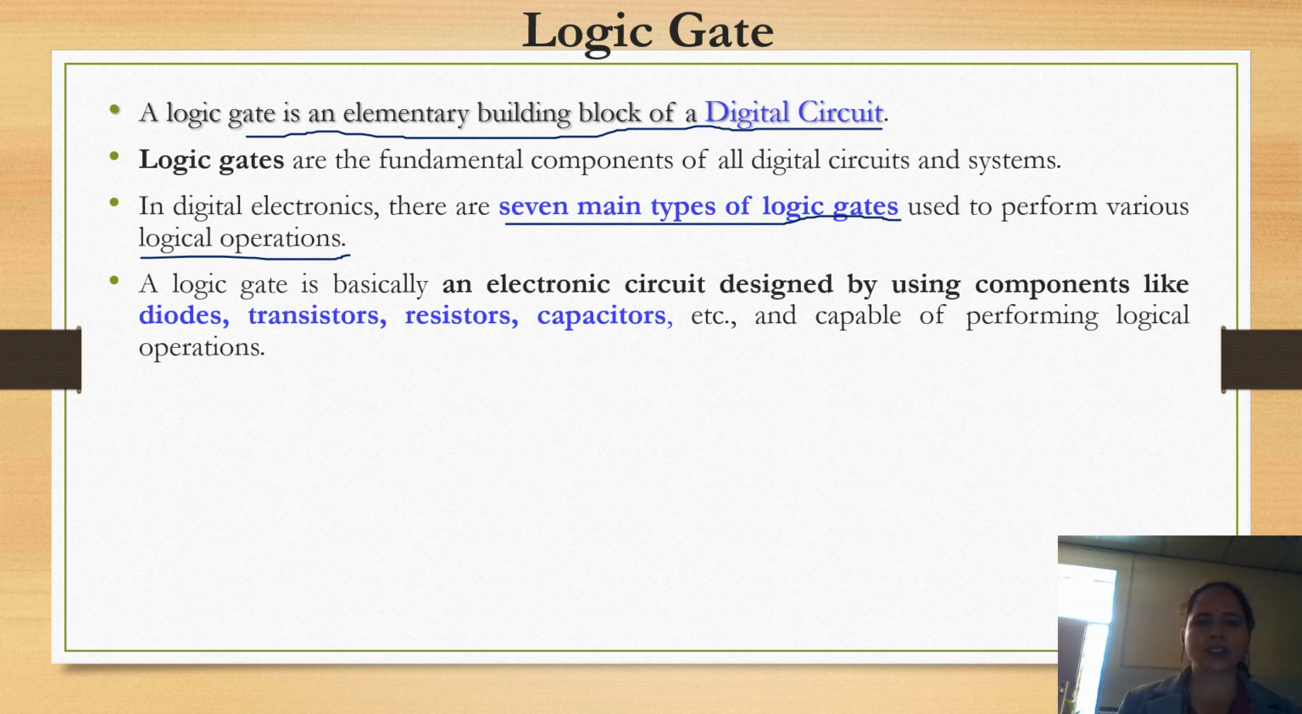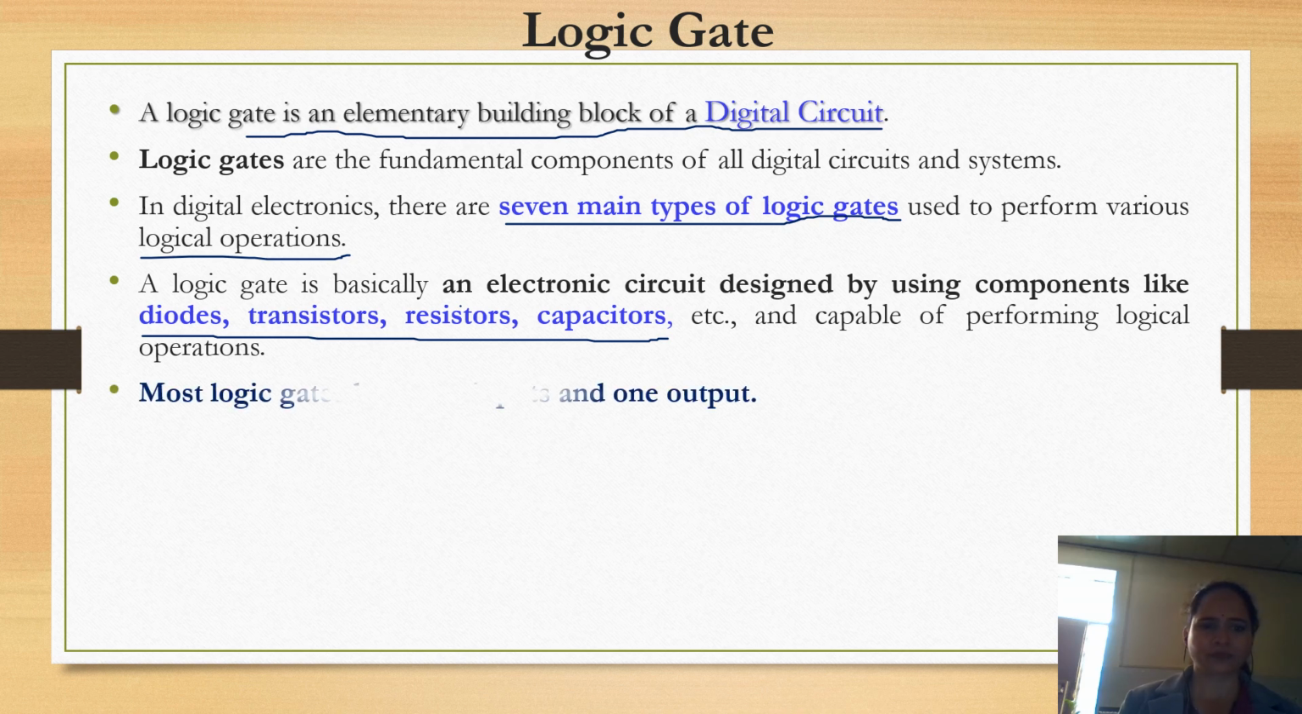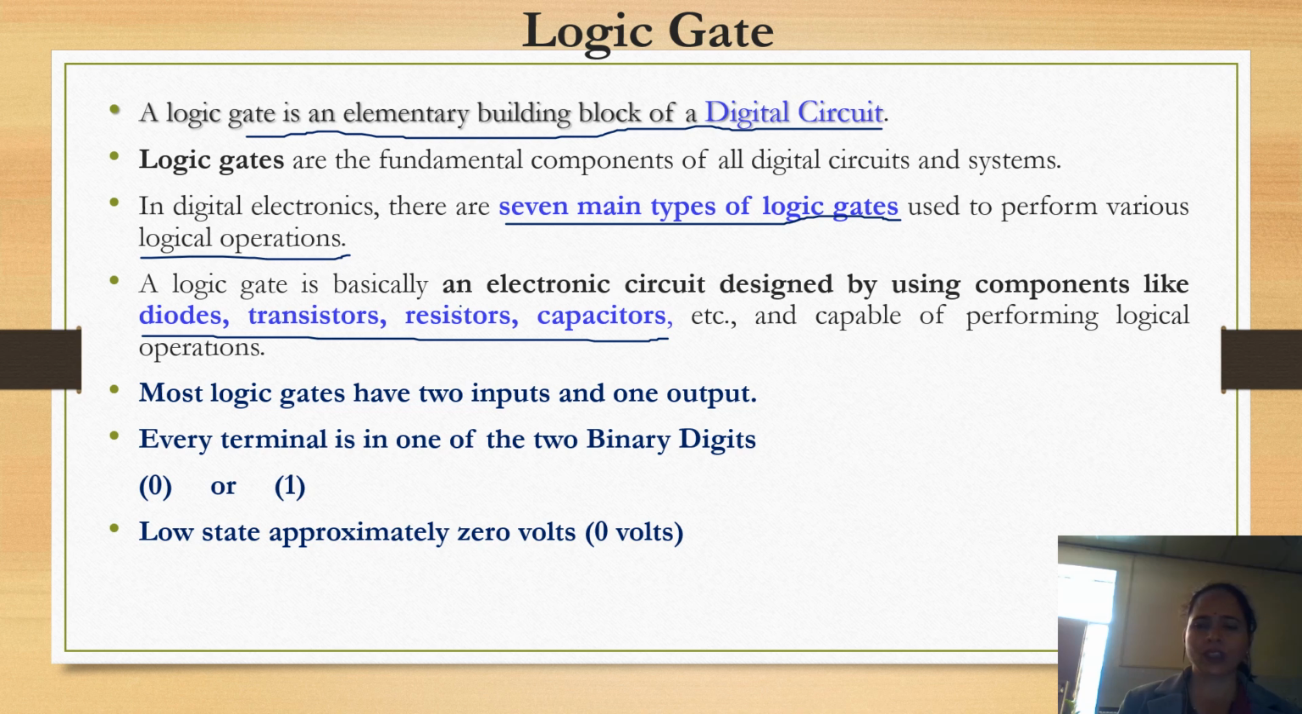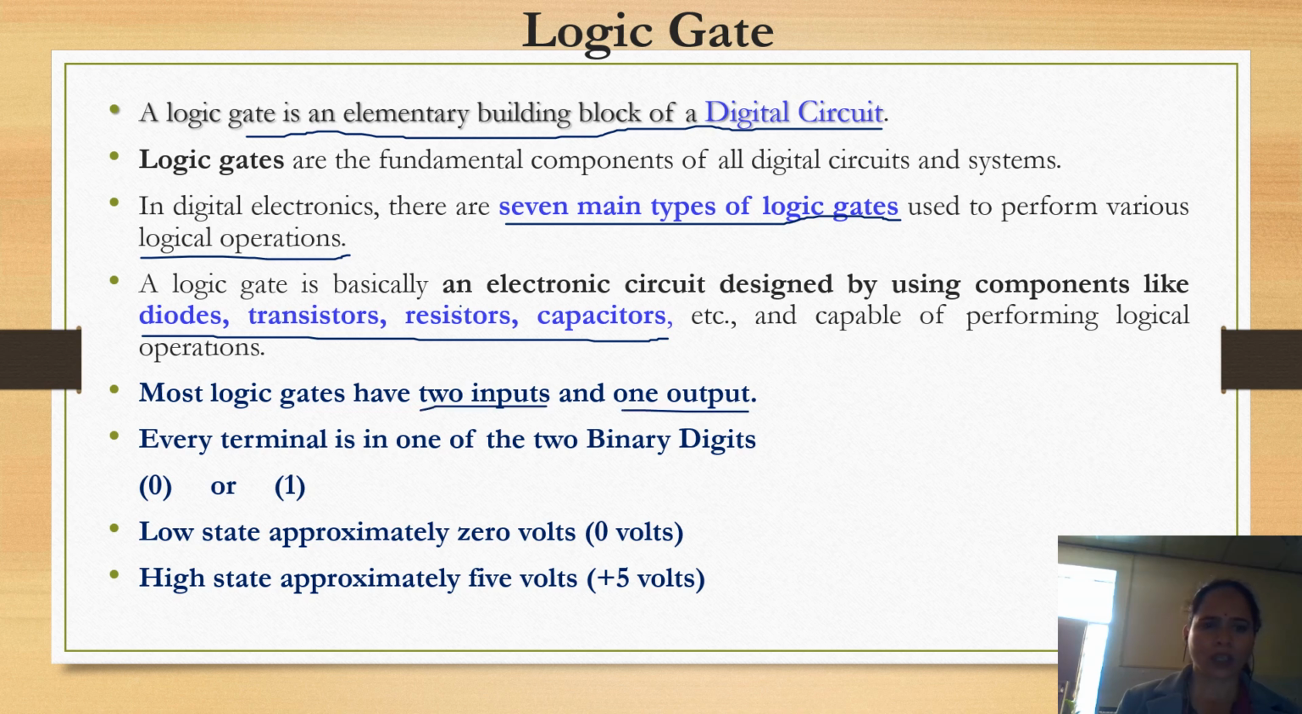These logic gates are created using diodes, transistors, resistors and capacitors. An electronic circuit is mainly created using the diodes, transistors, resistors and capacitors. Most of the logic gates have two inputs and one output unit. If we look at the AND gate and OR gate, these gates have two inputs and one output.